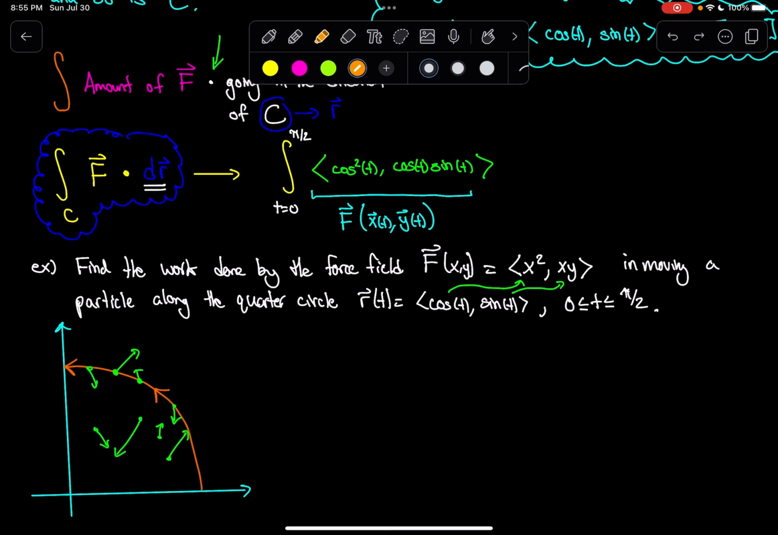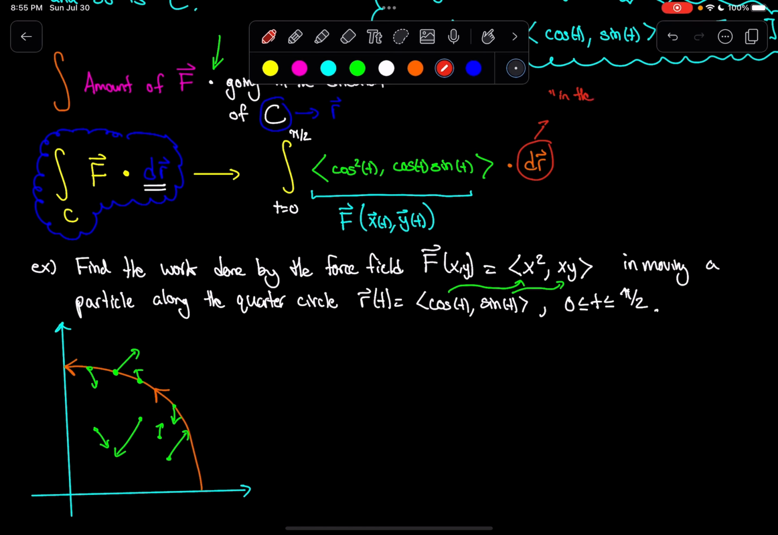Okay, now the weird thing that I promised to talk a little bit more about is what do we do with this dot dr, because we have everything in terms of t. 0 to pi over 2 is in terms of t, our vector field is in terms of t. What does it mean to integrate a vector, in this notation? What does that mean? And so what we're going to do really quick is take a very brief deep dive into what this means.